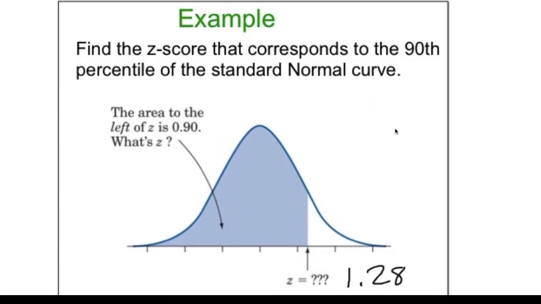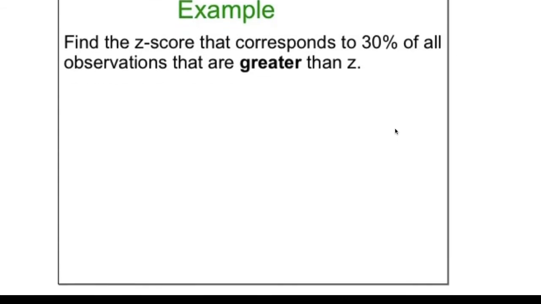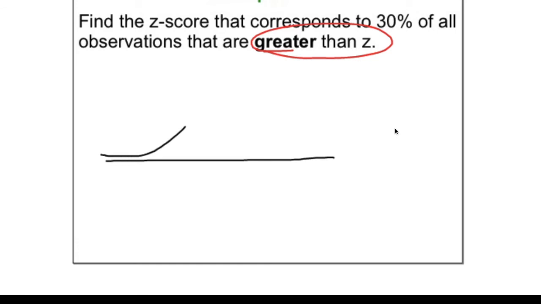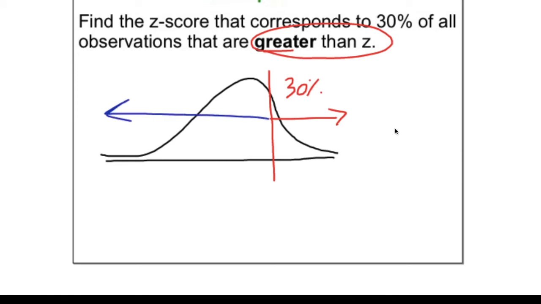Okay. On the other hand, one last one here. It says find the z-score that corresponds to 30% of all observations that are greater than z. Okay. So if I picture this on my chart, what we are trying to picture is 30% greater than, which we need to then realize means 70% is less than, because it's the 70% number that we are going to look for in our standardized table.